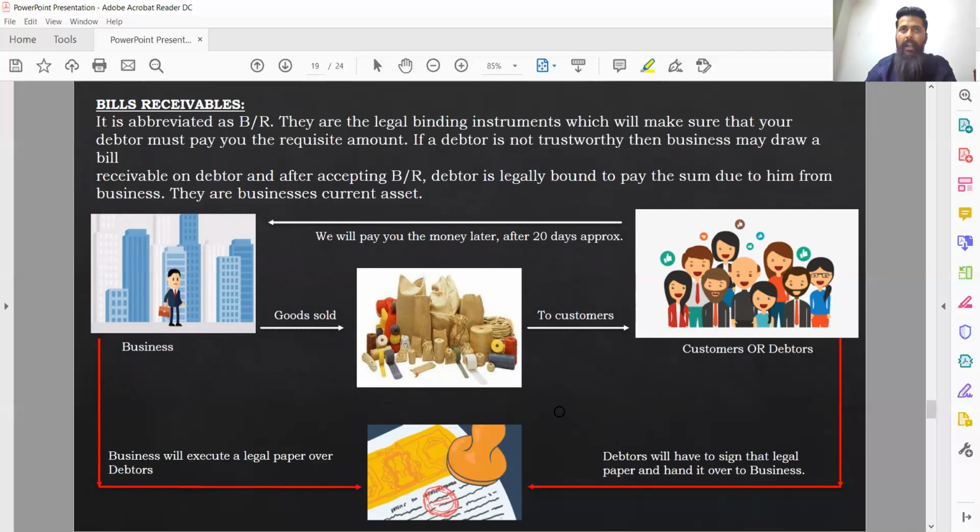A legal document, a legal paper, will be executed between the business and the customers, that is, debtors. That legal paper will be binding on the debtors, that they are bound to pay the requisite sum of money after expiry of that specified period of time. If they fail to do so, the business can take legal action against the debtors.